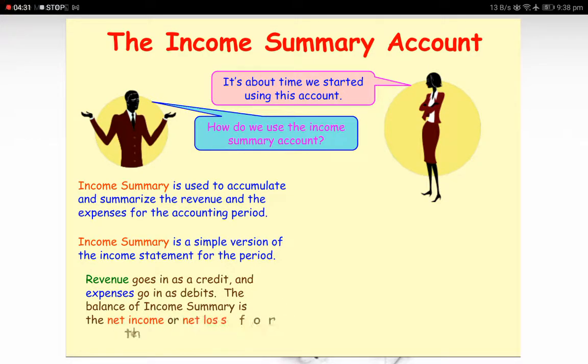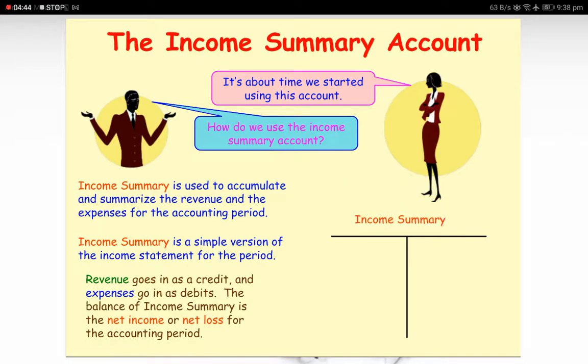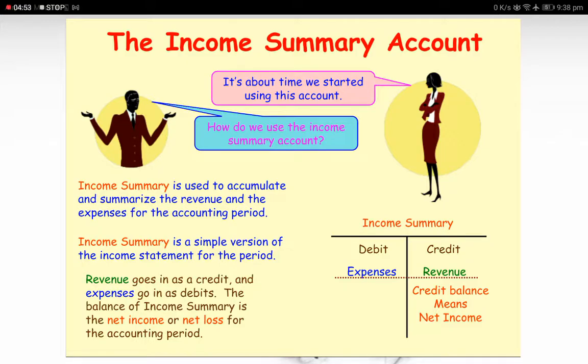Revenue goes in as a credit and expenses go in as debits, just as you studied earlier. The balance of the income summary is the net income or net loss for the accounting period. As you can see here in the T account, with the debits and credits, revenue goes on the credit side and expenses go on the debit side. And the difference, if it's a credit balance, then it means that you have got a net income. Credit balance means that your revenues were higher and your expenses were lower. So credit balance means that you earned a profit for the year, and debit balance means that you incurred a loss.